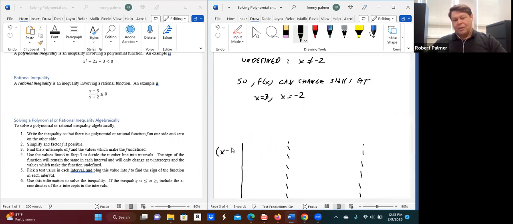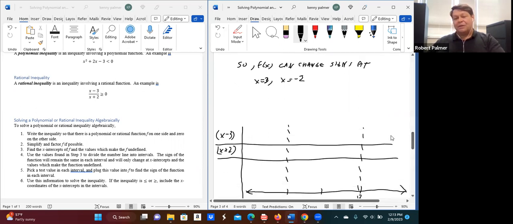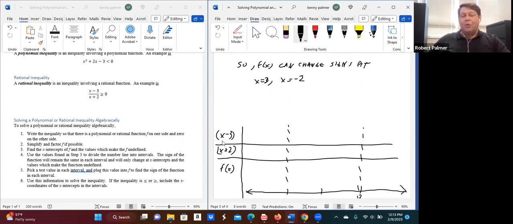So we can look at x minus 3, look at x plus 2, and then the signs of those are going to give us the sign of the entire function, the left side, which we called f of x. Now, in the same way, here we're dividing, but it works the same way. So a negative divided by a negative is positive. Positive divided by a positive is positive.